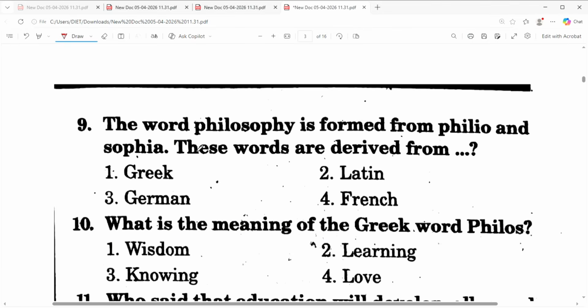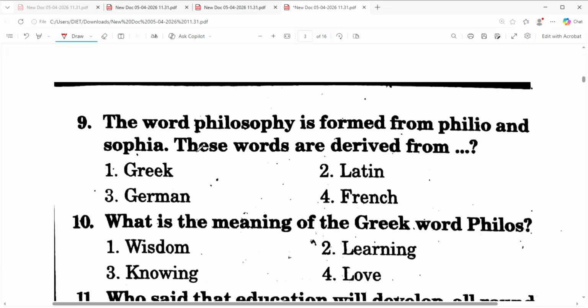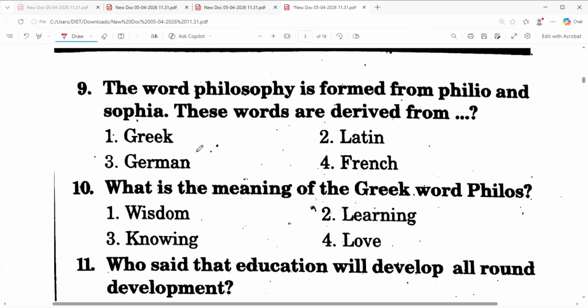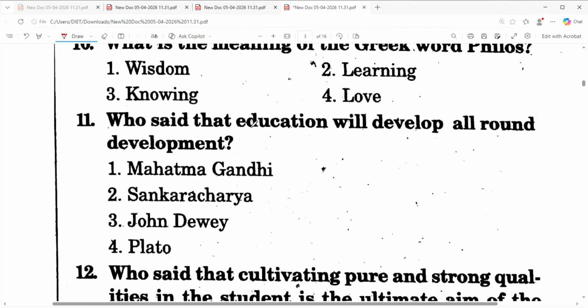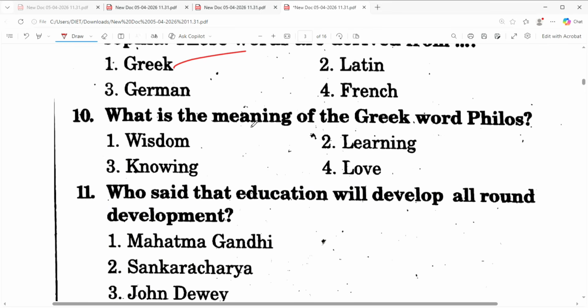The word philosophy is formed from phileo and sophia. These words are derived from which language? Greek, Latin, German and French. The answer is Greek. What is the meaning of the Greek word philos? Wisdom, learning, knowing, love. So the answer is that philos means love.